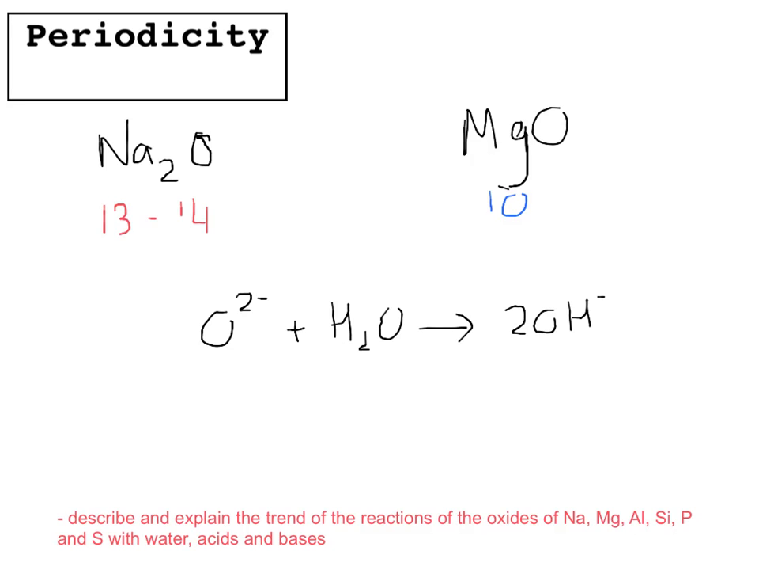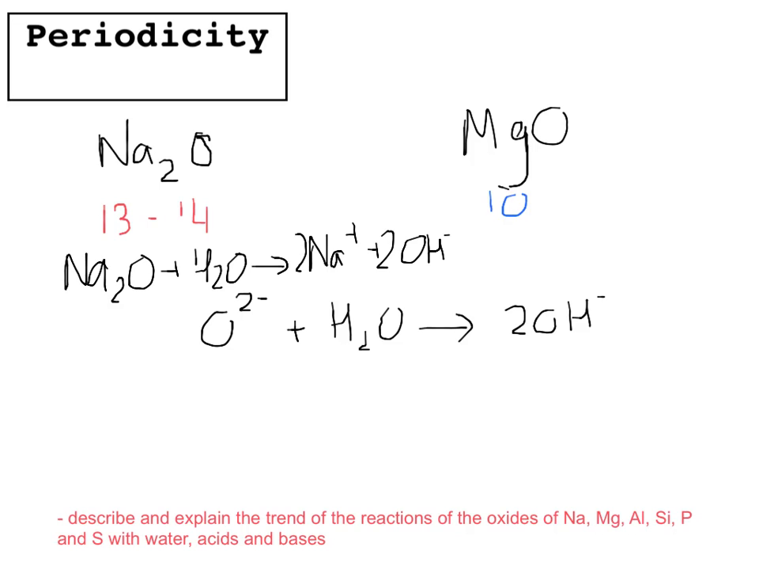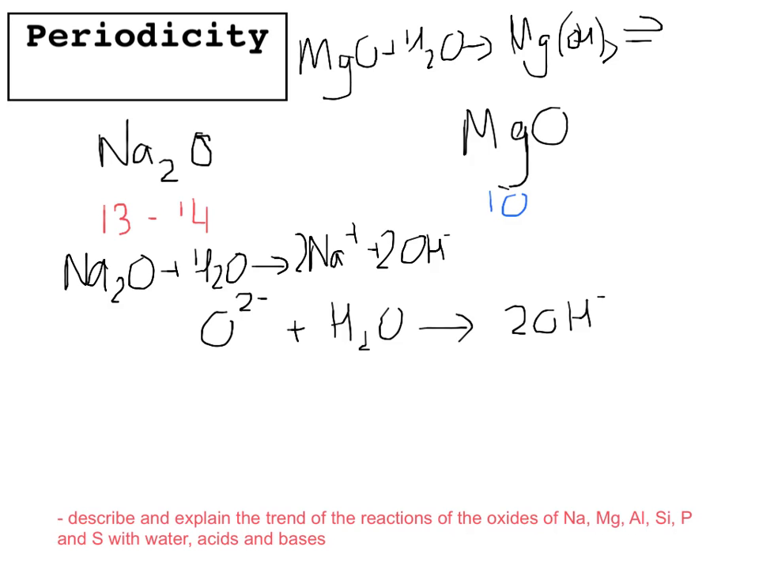So when you dissolve sodium oxide in water, what you get is sodium oxide plus water makes 2Na+ and 2OH-, and that's all fully dissociated. Whereas when you dissolve magnesium oxide in water, it reacts with the water to form magnesium hydroxide, and then that's in equilibrium with Mg2+ and 2OH-. The fact it's in equilibrium means it's not all dissolved.